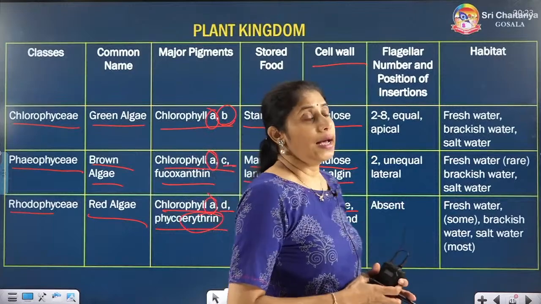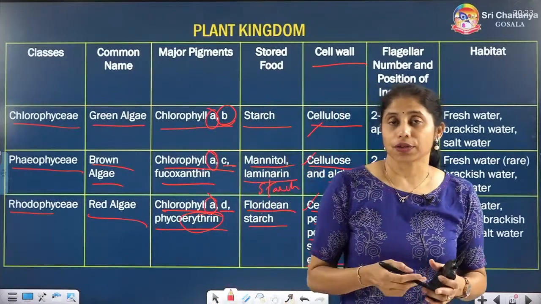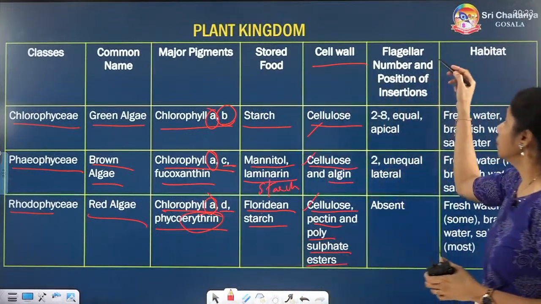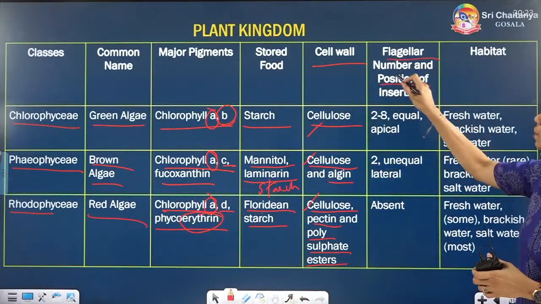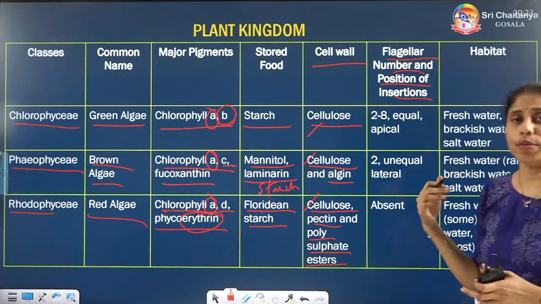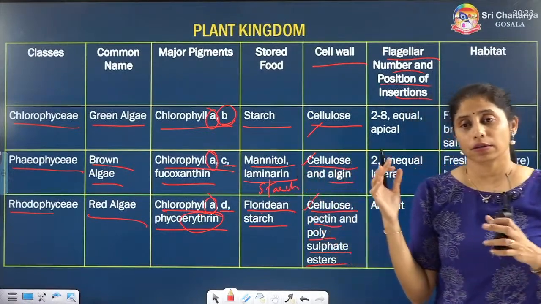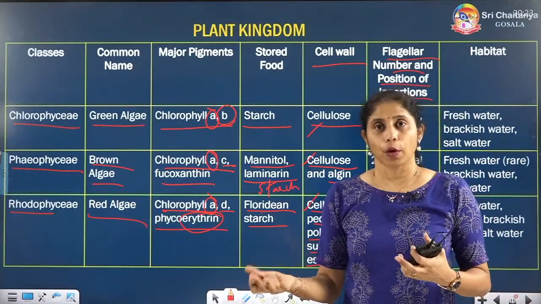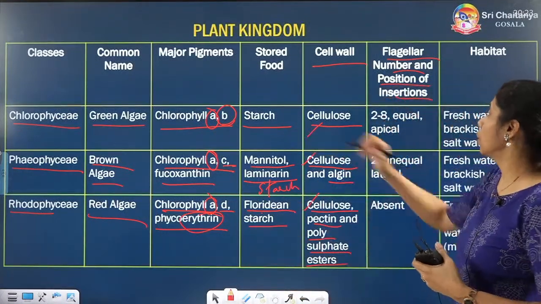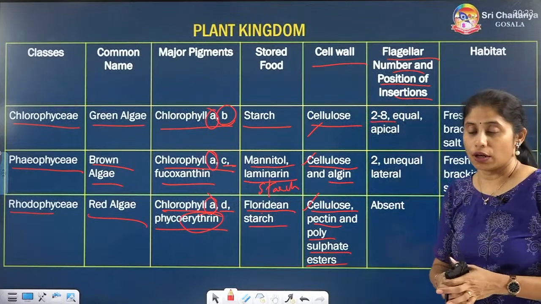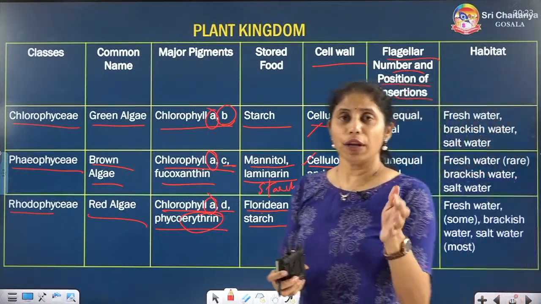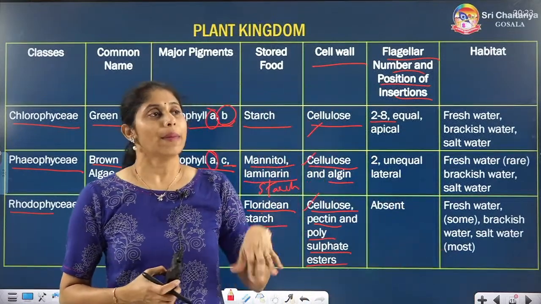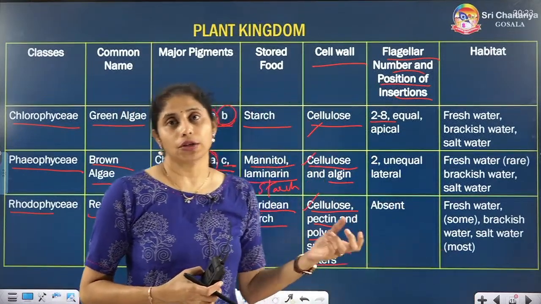Next one, as I told you, some motile structures are there, flagella are there, zoospores. So in that, the flagellar number and position of insertions. How many flagella are basically present? Whether the flagella are 2, 8, how many? So here in the chlorophyce we have 2 to 8 flagella. The range is given. The minimum number of flagella present in green algae will be 2, and the maximum number it can reach up to 8.